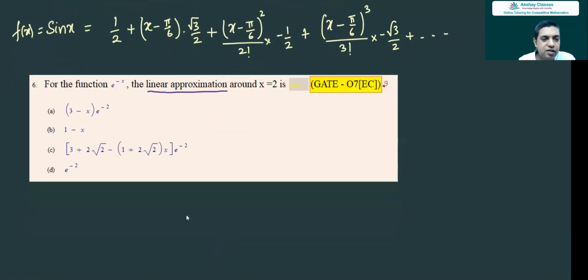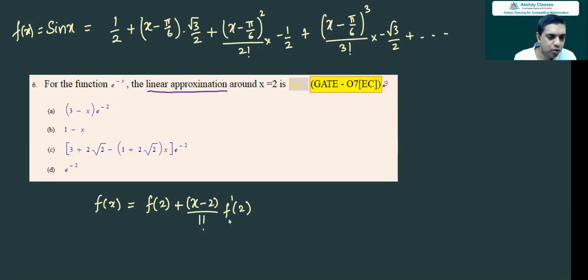All right, now just look at this. Linear approximation means this: f of x is f of 2 plus x minus 2 by 1 factorial into f dash 2. That's it. Third term we will not go for because this is a linear function. Third term will be x minus 2 the whole square, it will be a quadratic function.